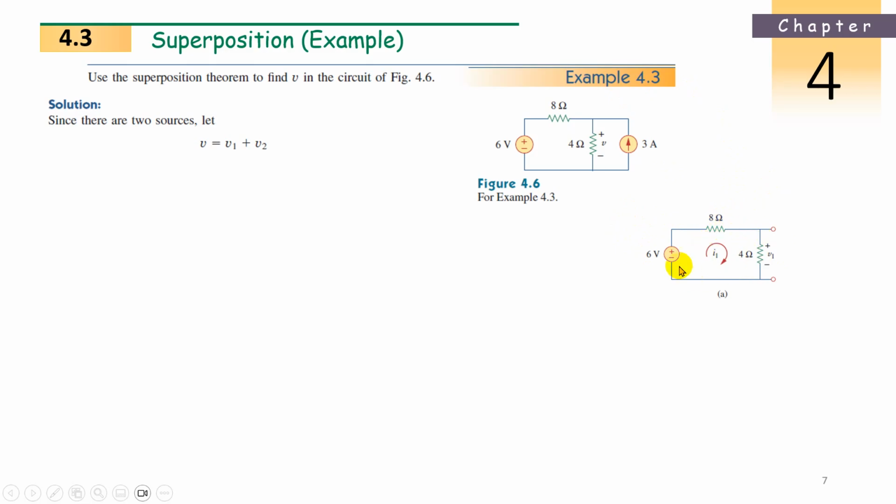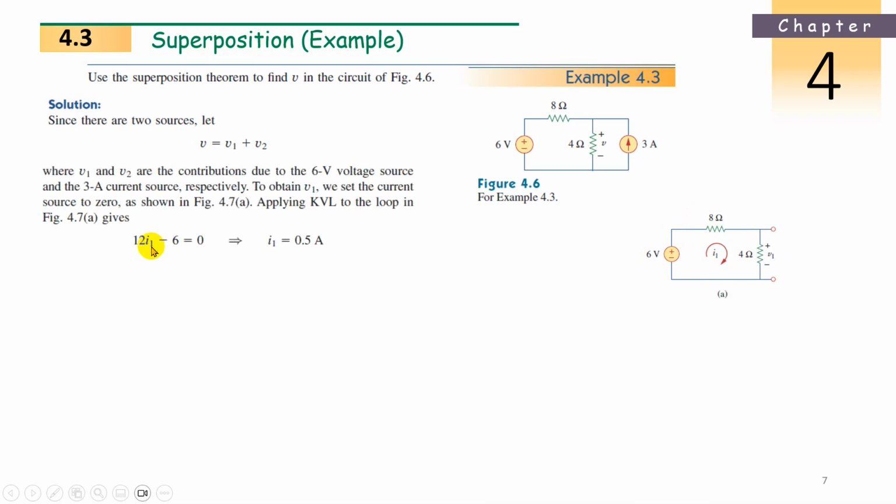This is your loop, I1. So, what is the equation? 8 plus 4, how much? 12 I1. No other currents are there. So, 12 I1 minus 6 equal to 0. Or I1 is equal to 6 by 12. Sorry, that's reverse. 0.5 ampere.